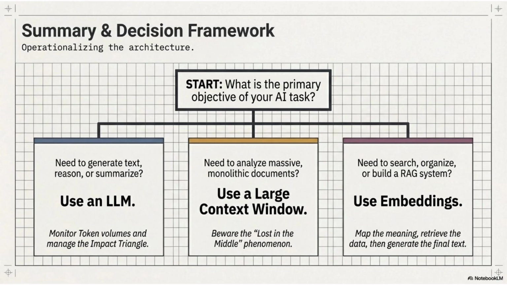And if you need to search, organize, or build a RAG system, use embeddings. Map the meaning, retrieve the data, then generate the final text. So to recap, tokens are your cost and speed units. Context windows are your memory limits. And embeddings are your map of meaning.